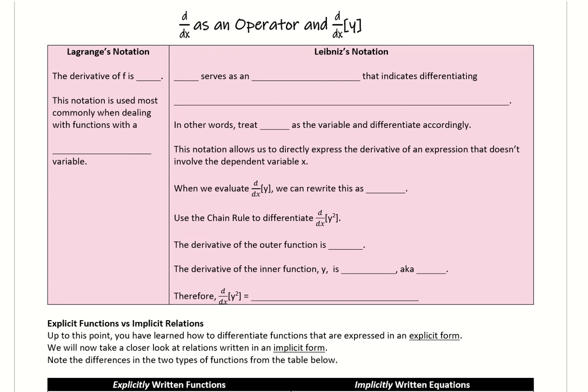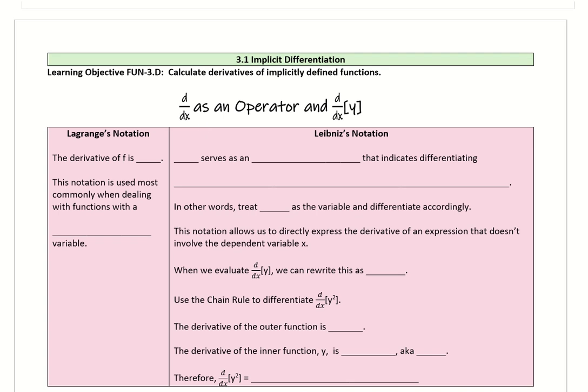Today, we're going to be talking about implicit differentiation. In order to do this, we have to set the stage for what we're going to do. So we need to start thinking of d/dx as an operator. Let's think about the derivative of f using Lagrange's notation. That's going to be f prime. This is useful when we're dealing with functions that have a single variable.